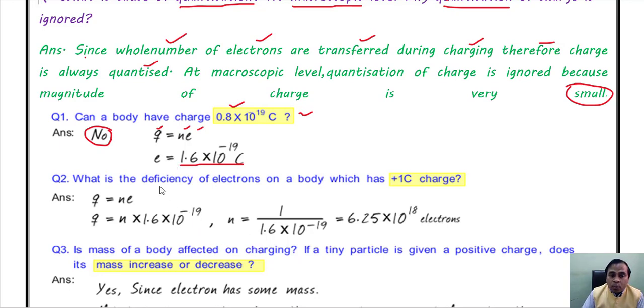Now next, what is the deficiency of electrons once a body has plus 1 coulomb charge? Simple, Q equal to N into E is the formula. Q equal to 1. N value we have to find out. E value is 1.6 into 10 to the power minus 19. Find the value of N. N will be 1 upon this much. 1 upon this much is equal to 6.25 into 10 to the power 18 electrons.